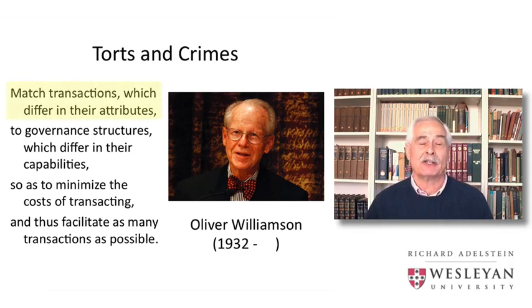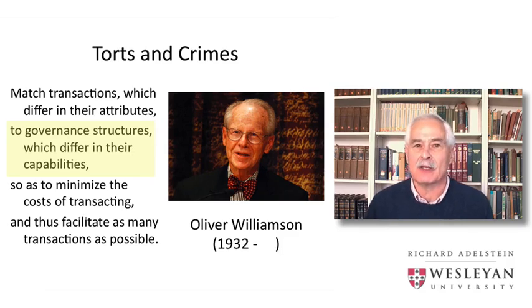Williamson tries to match different kinds of transactions which differ in their attributes. That is, some transactions have certain kinds of recurrence, some transactions are between certain kinds of individuals, some transactions are conducted in a context where there are large numbers of people on either side of the transaction, and so on. So every transaction is different, every transaction has different attributes, and Williamson's project is to match transactions which differ in their attributes, to governance structures, which differ in their capabilities.